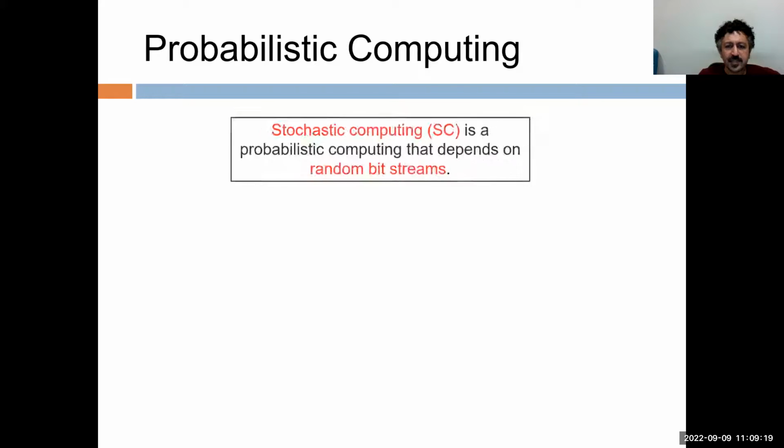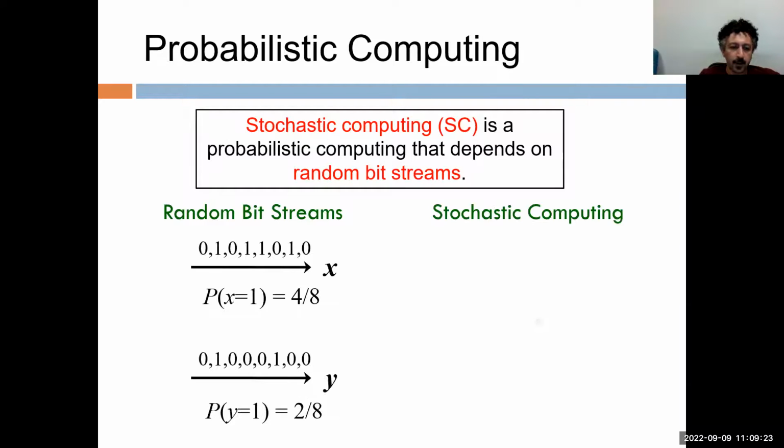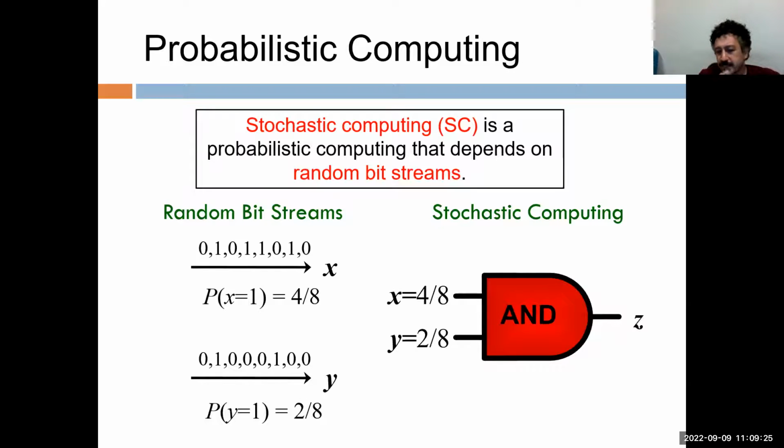The second one is probabilistic, stochastic computing. Stochastic computing, as you know, inputs are probabilistic. So there's a probability of having one for each bit.